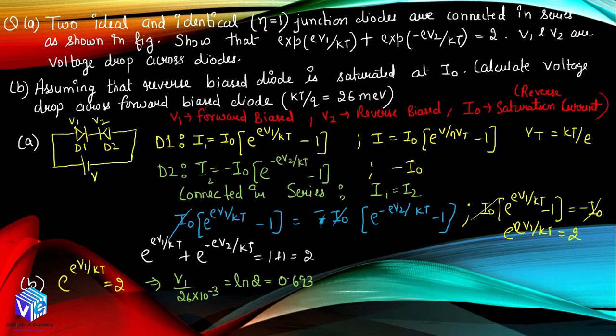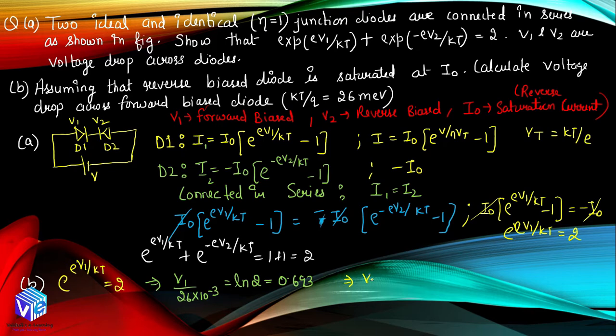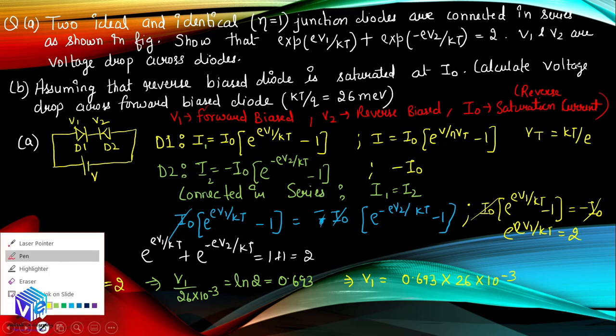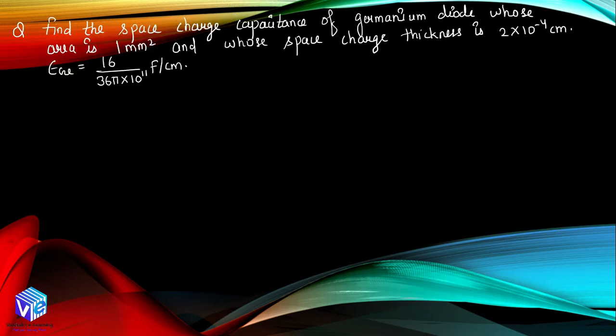V1 will be just the multiplication, so we can do the multiplication. V1 will be equal to 0.693 multiplied with 26 into 10 raised to power minus 3. When you work this out, you will get V1 equal to 18 millivolt. So this is how you can calculate the voltages. This question was a lengthier one, and I hope you understood it really well. If you have any doubt, you can put the doubt in the comments.